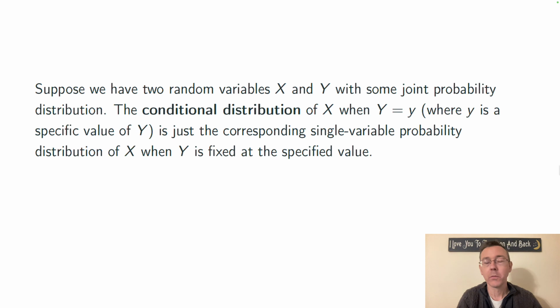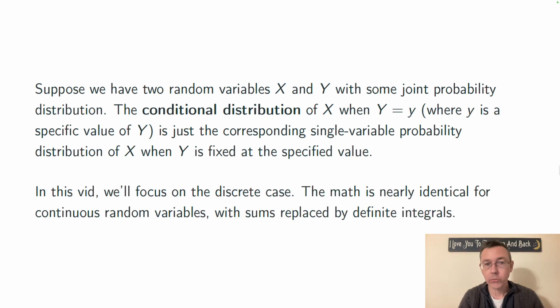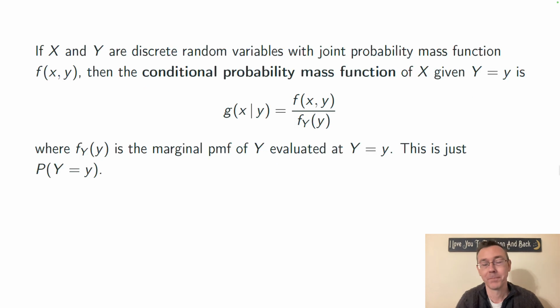And we'll typically denote specific values of a random variable with lowercase letters. So we're fixing the random variable y at the value little y. Now, we're going to focus on discrete random variables in this video, but the math is pretty much identical for continuous random variables. You just replace any sums with definite integrals.